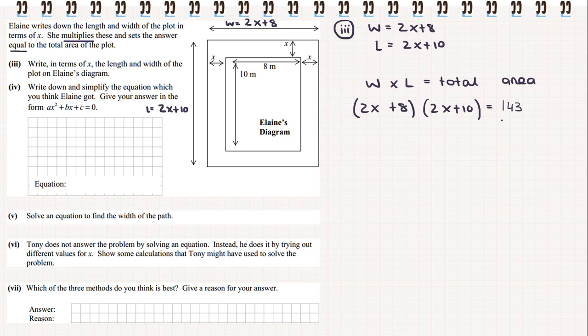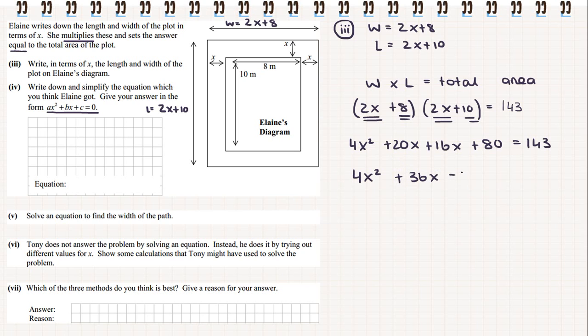So now we just need to simplify it again so that it's in the correct form. 2x by 2x gives us 4x squared. 2x by 10 gives us 20x. 8 by 2x gives us 16x. And 8 by 10 gives us 80. So again, we just need to simplify. So we have 4x squared plus 36x minus 63 equals 0.